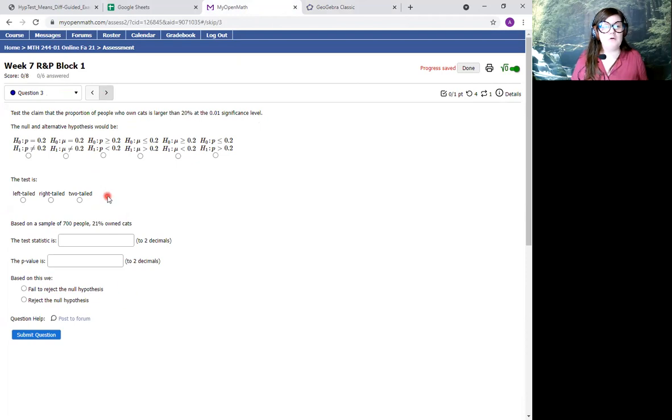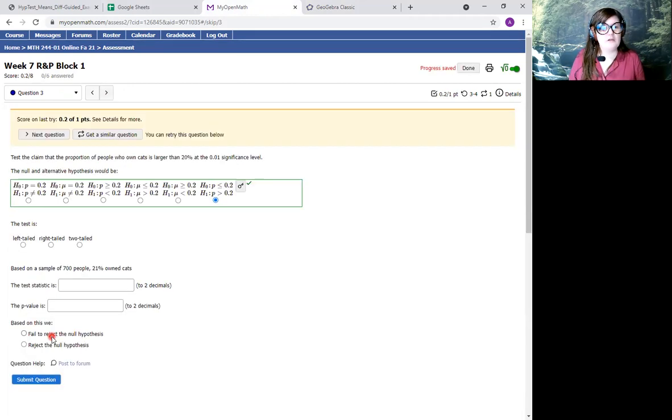So we're going to borrow this one. We're testing the claim that the proportion of people who own cats is larger than 20%. Our significance level is 1%, and then the null and alternative hypotheses. So we know it's p, so larger than 20%. That's a mu. This is a p. That's a mu. That's a mu. Here's our p greater than 0.2. Wow, it was really far down there, huh?